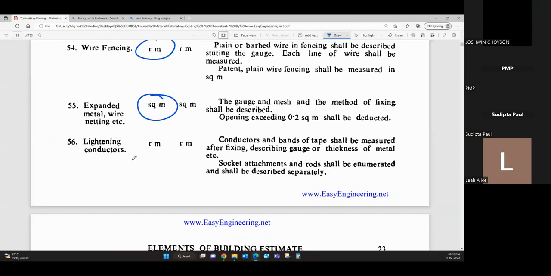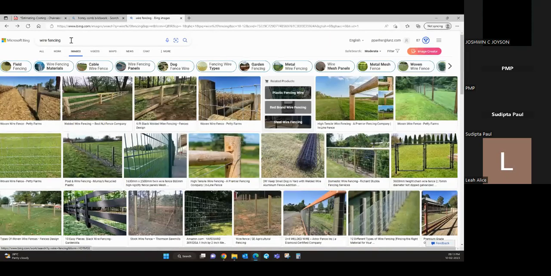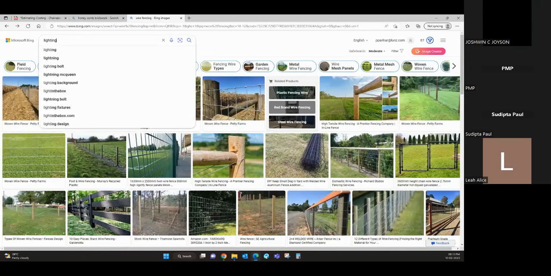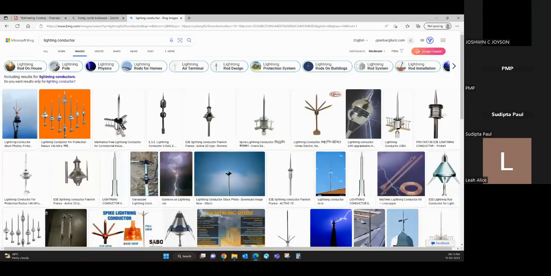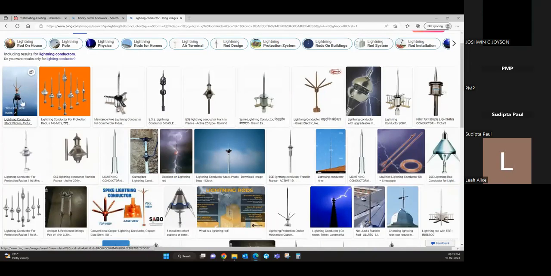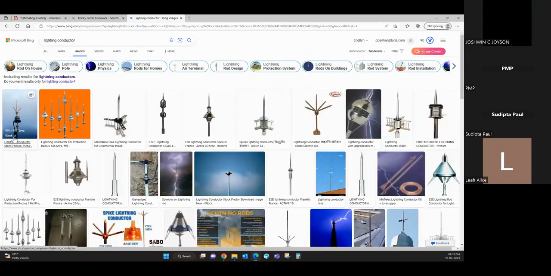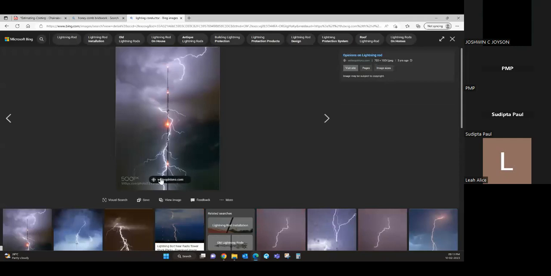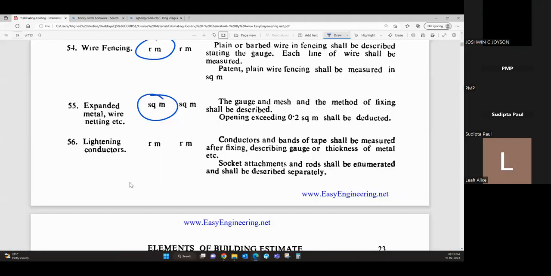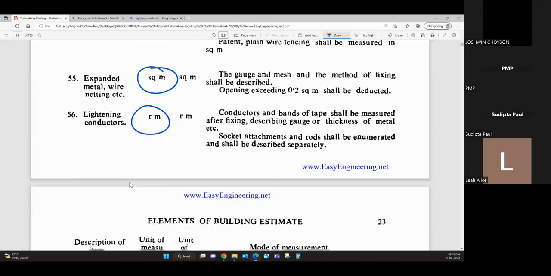Okay. Now lightning conductors. Now what is a lightning conductor? So see, lightning conductor. This kind of instruments or wires or poles are placed on the top of the building so that whenever there is a heavy lightning, the structure is safe. These very thin copper tubes are placed on the houses or on the building. So it is considered in running meter because the thickness is constant.